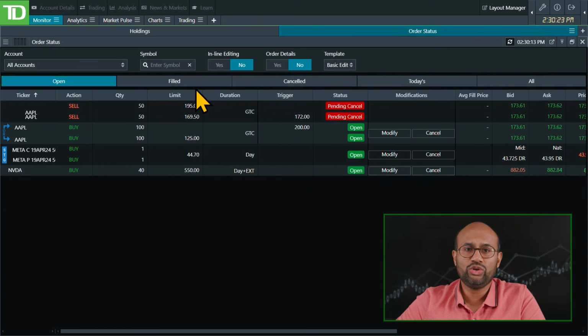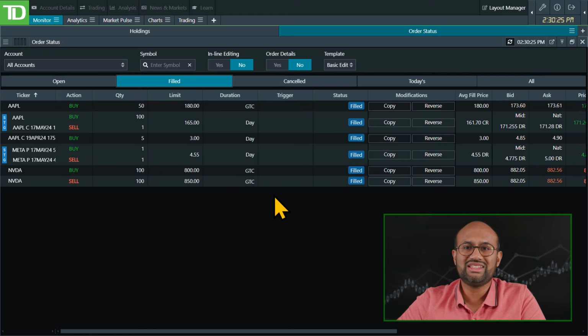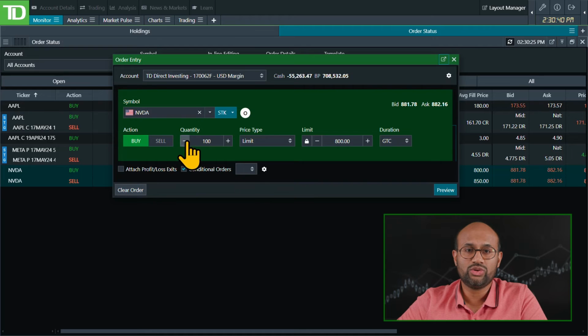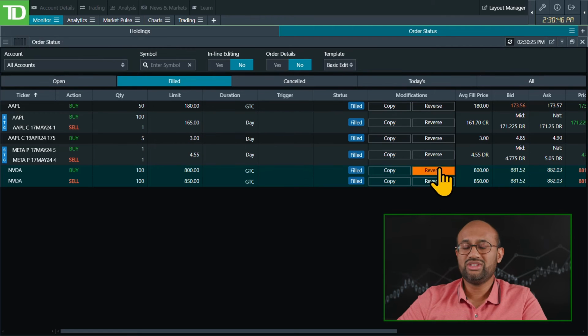Now if we go to filled orders for a second, you can see that these are going to show the filled orders for however long you've had these orders on. You do also have functions here to duplicate an order. If you know there's a certain stock you trade all the time, for example, NVIDIA, I can just simply recopy this order. It'll come up with the exact same prices and conditions, and I can just send it real quick right from here. I can also take the opposite side.